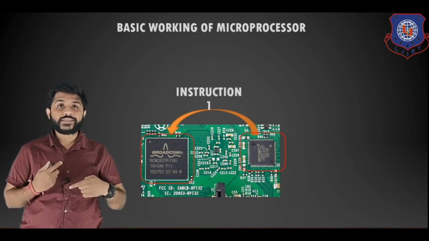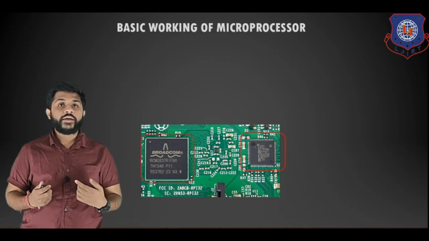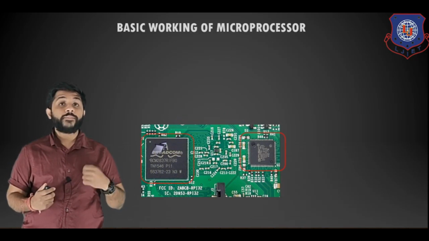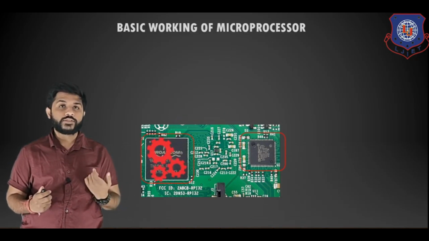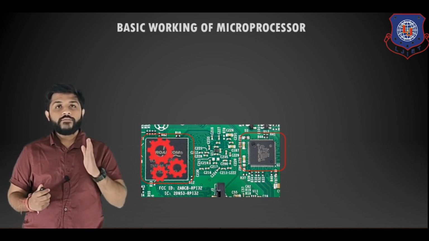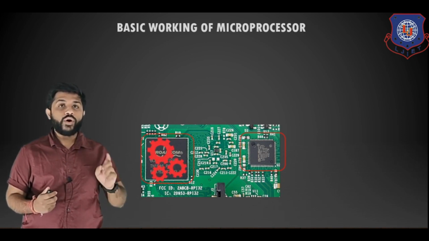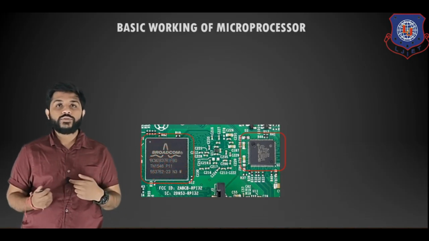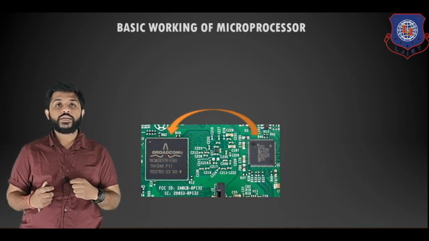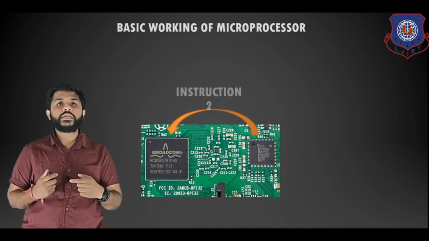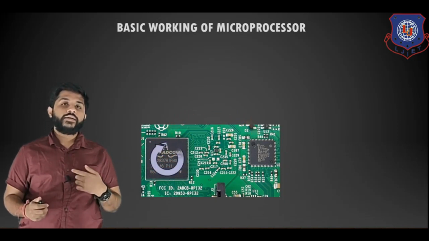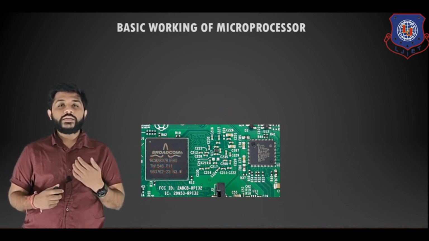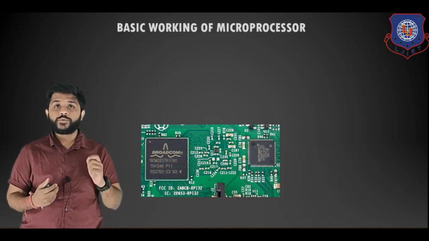After that the processor will decode that instruction, and after the decoding is done, the processor will execute that instruction. After the fetch, decode and execute of one instruction is done, the processor will fetch the next instruction from the memory, that is instruction 2. Then it will decode and execute that instruction. If you are storing, let's say, 100 instructions, the process will be the same.